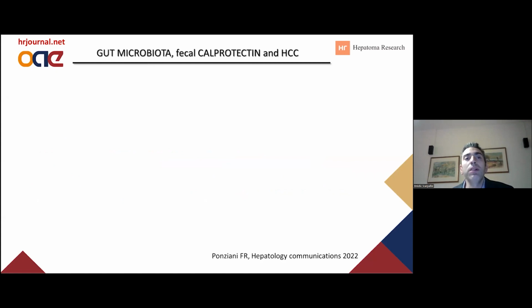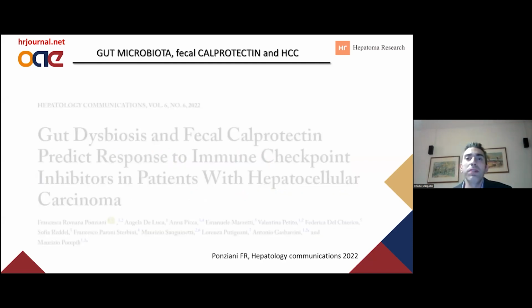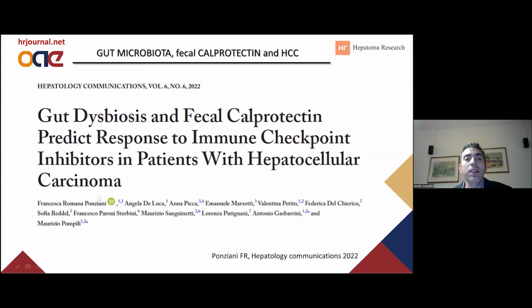What about gut microbiota and other biomarkers and response to treatment? Do we have other data? Yes, that's a very nice study from my ex-university, the Catholic University of the Sacred Heart, Gemelli Hospital, by my friend Francesca Ponziani. They performed a small but very nice study where mechanistically they saw gut dysbiosis improving and fecal calprotectin concentration decreasing in those patients getting a good response and tumor diameter reduction after immune checkpoint inhibitor usage.